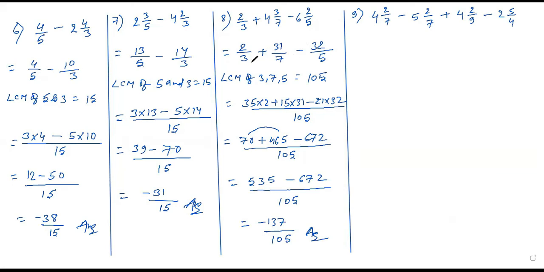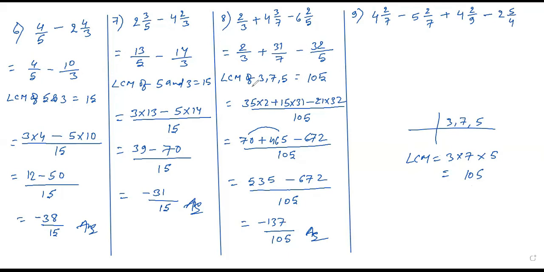Here the denominators are 3, 7, 5. So we have to take the LCM of 3, 7, 5. Do rough first. Among them none are multiples of each other. 3 is not a multiple of 7 and 7 is not a multiple of 5, all are different numbers. So in that case LCM will be directly 3 into 7 into 5. So this became how much? 105. So the LCM of 3, 7, 5 is 105. So 105 you have written over here.